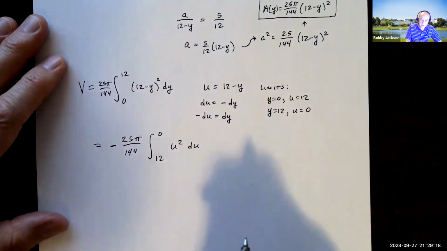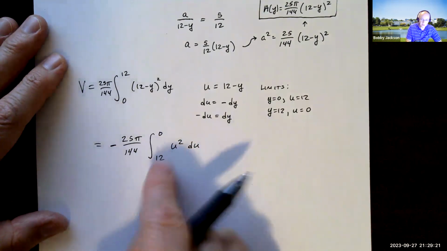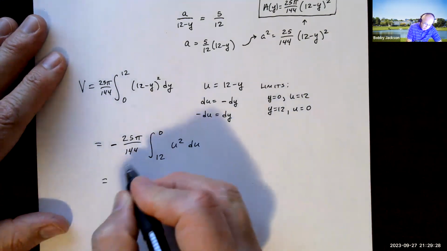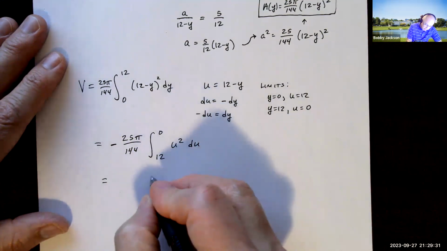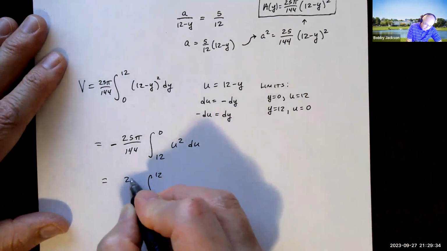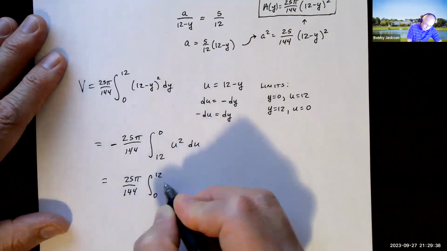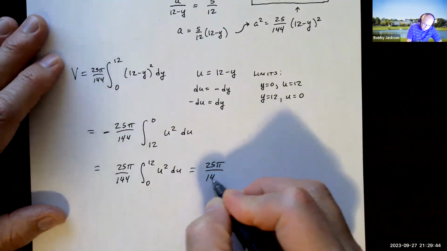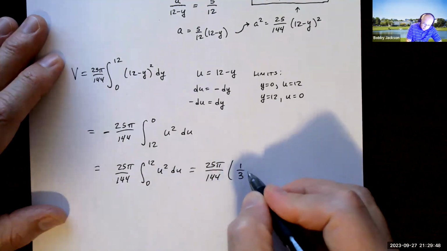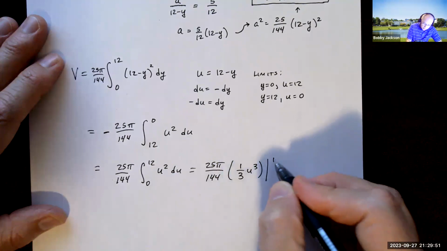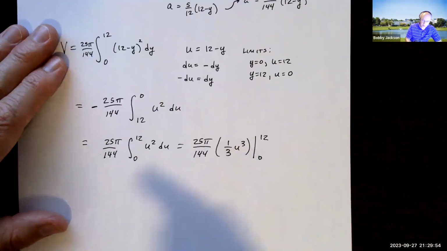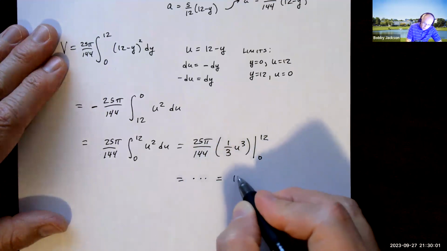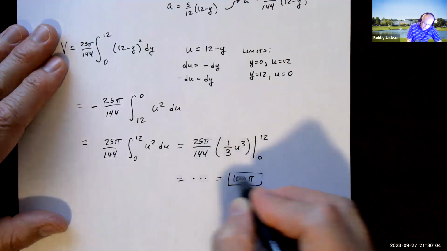Now, this is the integral you can evaluate. You can leave it like this and evaluate it. If you don't like the fact that we have an upper limit that's smaller than the lower limit, you can simply change those limits. Remember what that does. If I change the limits to 0 to 12, it changes the sign out here. So this will be just positive 25 pi over 144. Don't have to do that, but I did it. The antiderivative of u squared is 1/3 u cubed. And we evaluate that at the upper limit of 12, lower limit of 0. I'll let you do that. Hopefully you can confirm that you get 100 pi, interestingly enough.